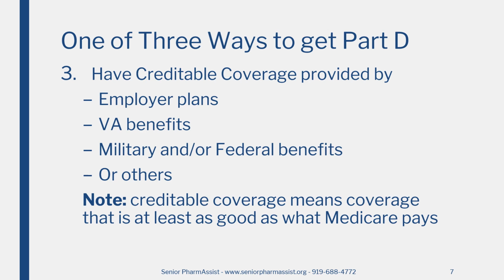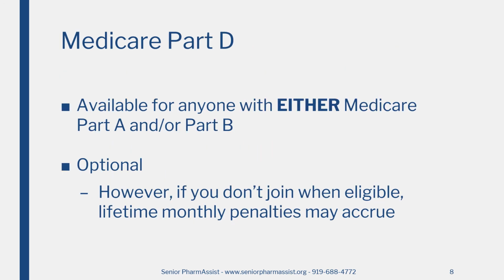The third way of meeting the requirement for a prescription drug plan is to have creditable coverage provided by one of the following: an employer plan, the VA, military or federal benefits, or other creditable coverage such as some job-based or retiree plans. Note that for coverage to be considered creditable, it must, on average, pay as good or better than the basic Part B benefit. Medicare Part D is available for anyone with either Medicare Part A or Part B. It is optional. However, if you don't join when eligible, you may have to pay a lifetime monthly penalty.